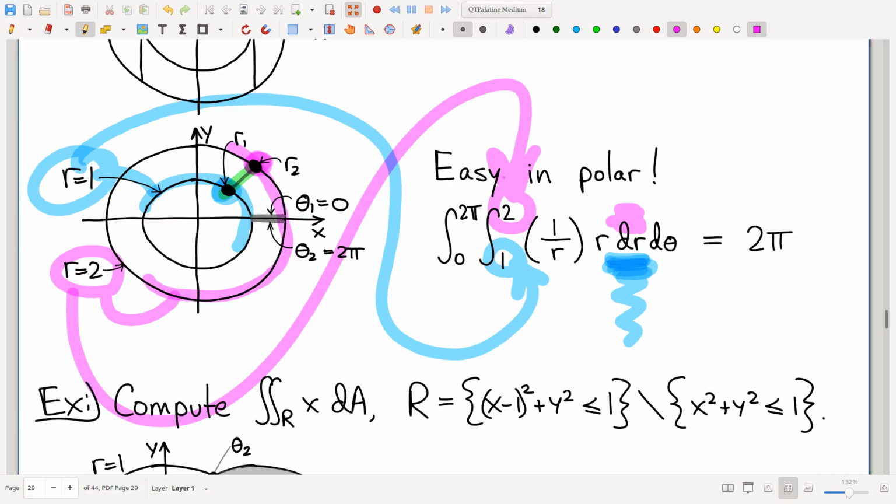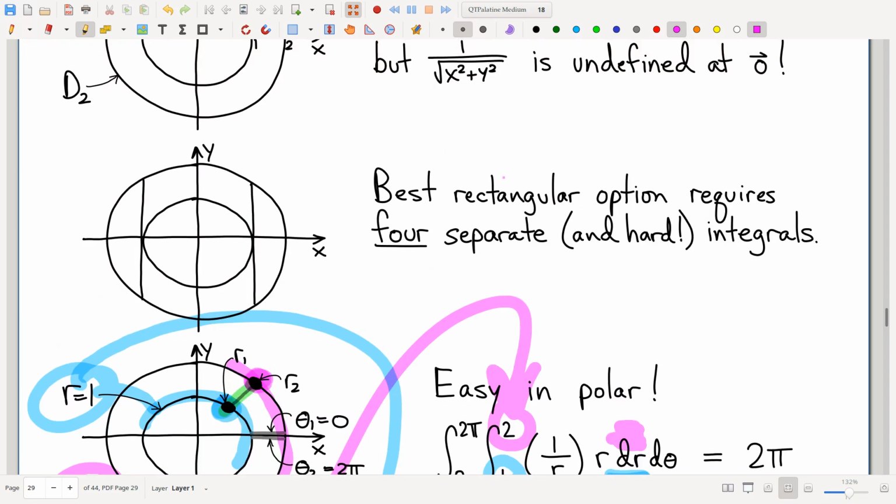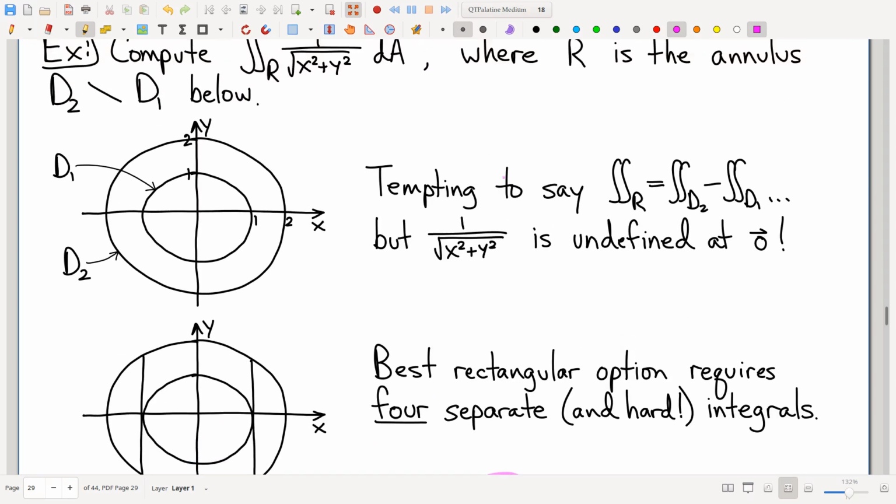Turns out to be an easy integral. We don't go anywhere near the singularity. Everything's perfectly well defined, no problem, easy answer. Way, way, way better than this option. And of course, this isn't an option in the first place.